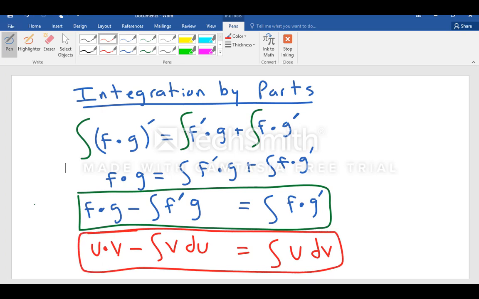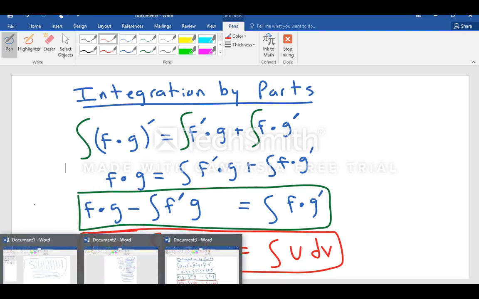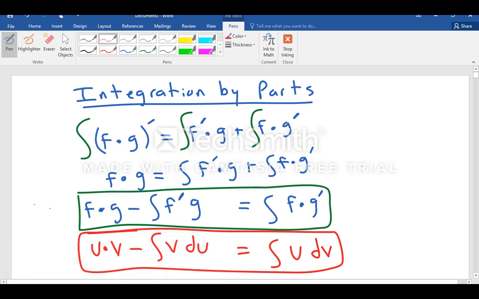The advantage to that version is that it's kind of like a u substitution. When we do u substitution, we change the variable, we let u equal x squared, and then we find the du term, which is the derivative of u. So we'll see a similar kind of approach here.